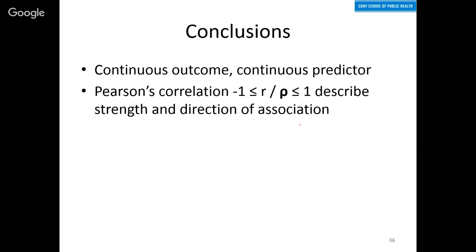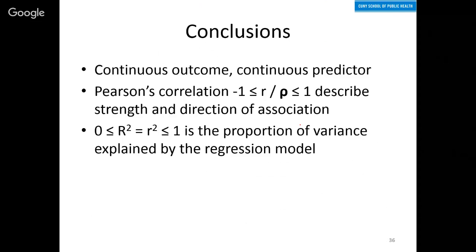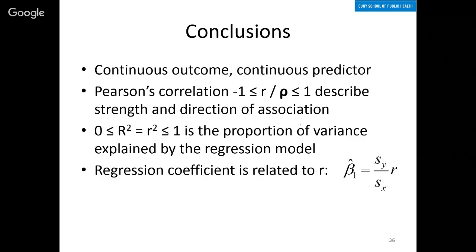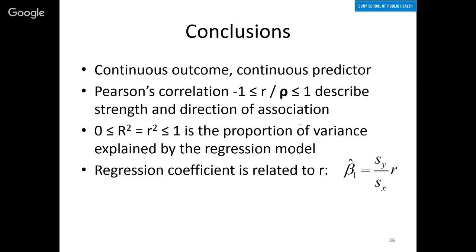Okay, just to wrap up quickly, we're talking about a continuous outcome and a continuous predictor. Pearson's correlation describes both the strength and the direction of that association, and the R-squared coefficient of determination is only a measure of the strength of the correlation. Pearson's correlation is related to the regression coefficient just by the ratio of the standard deviations. Are there any questions before we take a 5-minute break, and then we'll watch Virtual Tony.